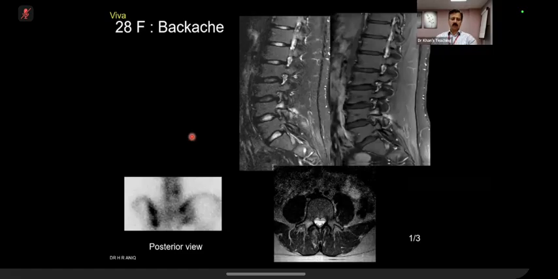Last case, please. So I will guide you. This is a 28-year-old female, came with backaches. These are the STIR sequences, just limited sequences of the STIR. This is L5, this is L4, L5, L4. Something is happening here. People did a nuclear scan also for some reason.